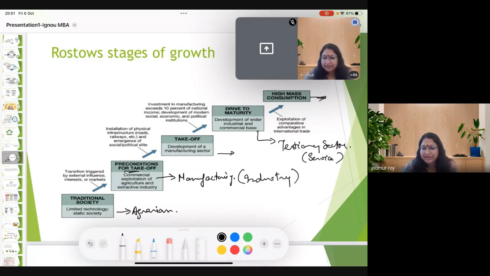Then naturally, now when all the sectors are developed, what happens? You come to the stage of high mass consumption. What is high mass consumption? It means now you've got enough money, so you can afford to buy the best things.